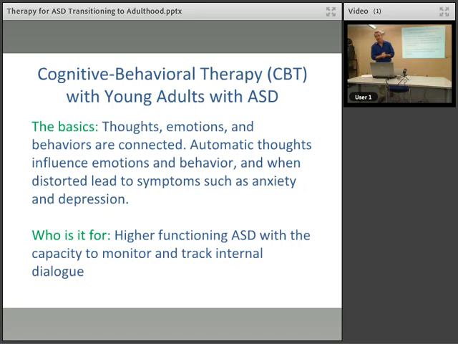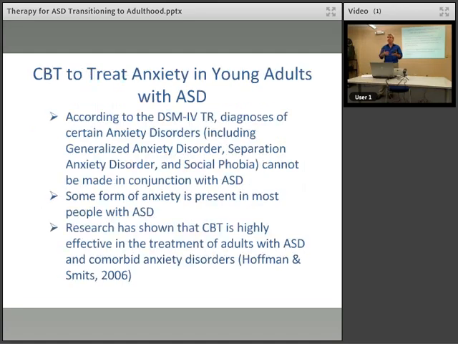So with cognitive behavioral therapy, we're looking at this for really higher functioning ASD kids, because the bottom line is you've got to be capable of monitoring your thoughts and communicating them. If you're capable of really communicating the automatic thoughts and understanding that, then we can make this work with you.